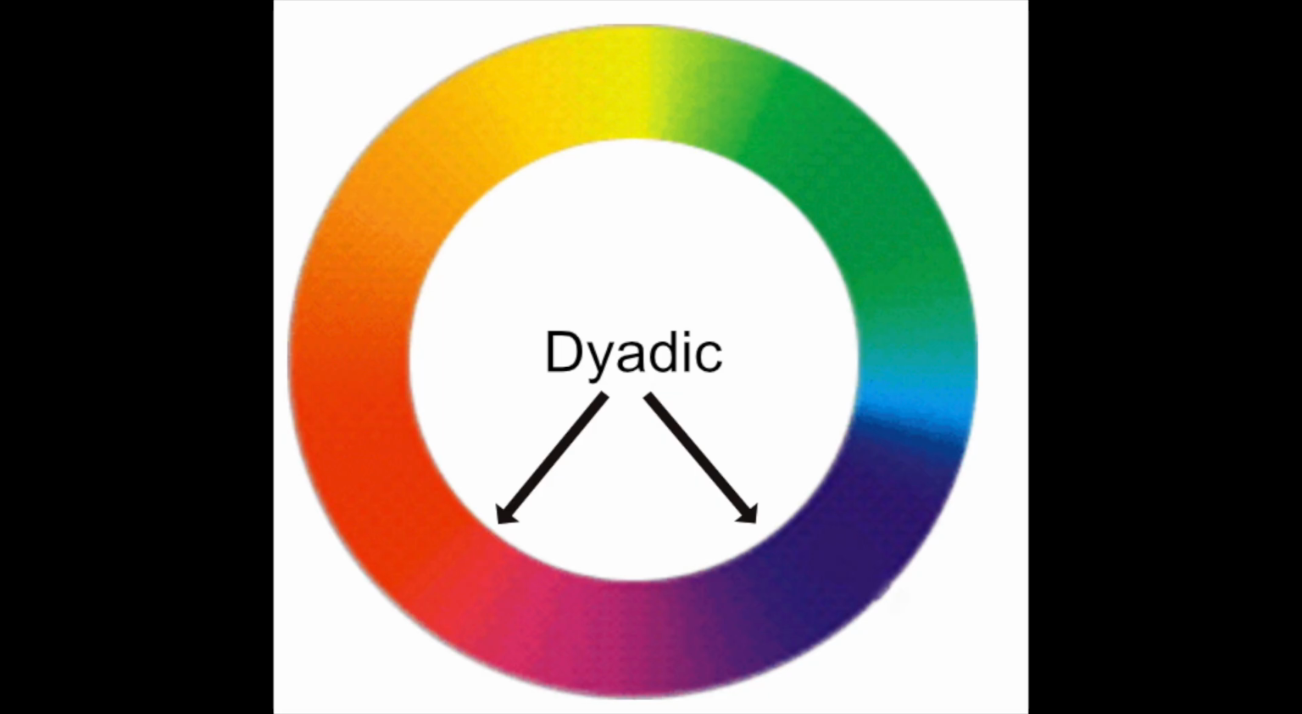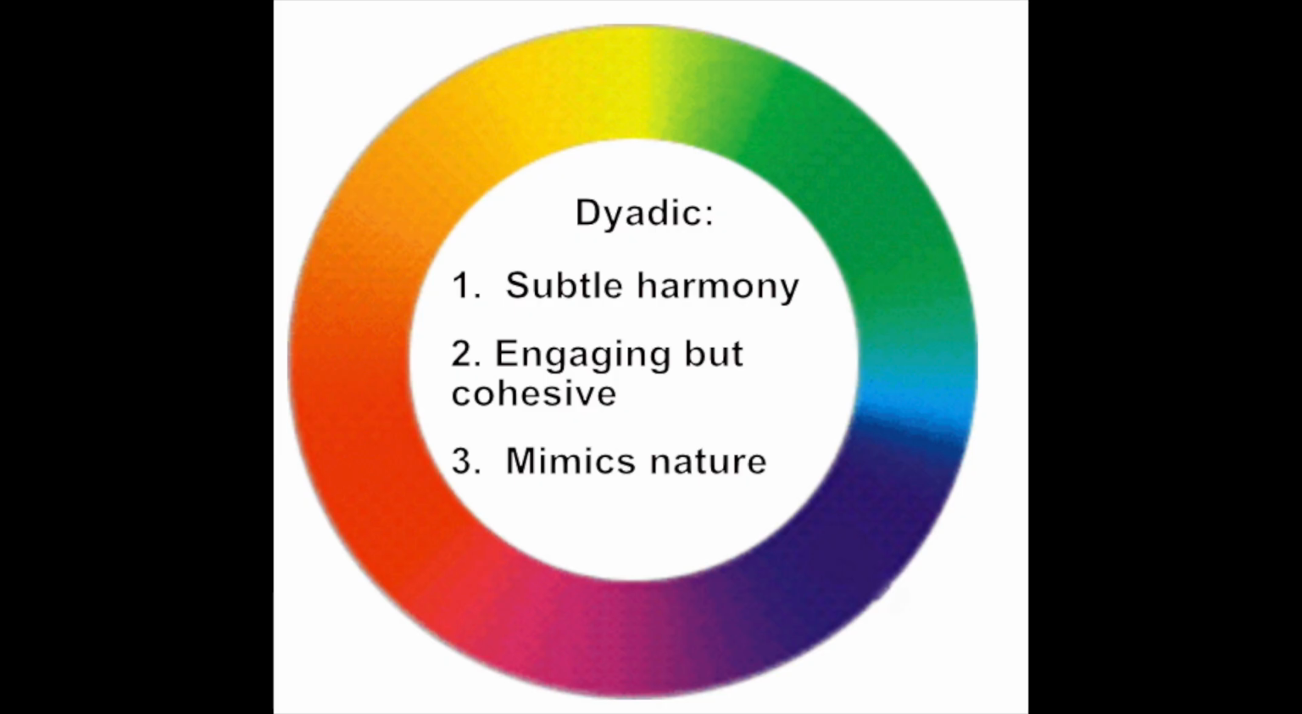So what does this do for us? This gives you a subtle harmony. You get a nice piece. It's like an analogous colour scheme, but it's slightly more engaging. It's more for your brain to do to work out what's going on because you're missing out a colour that's in the middle. And it mimics nature. You see lots of dyadic colour schemes in nature as well. So it's a really powerful one you can use, and you generate that lovely, beautiful, subtle harmony, and it's very engaging for the viewer to look at.